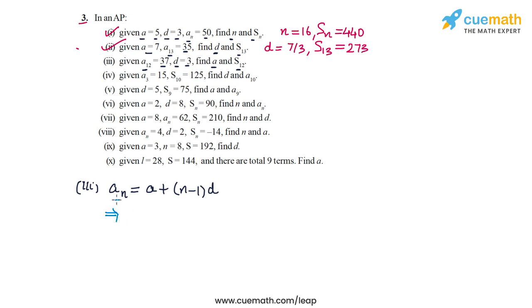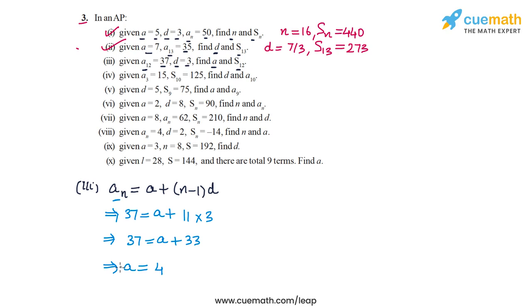So an or a12 is equal to 37. This is equal to a plus n minus 1. So n is 12, so n minus 1 will be 11 into d, which will be equal to 3. d is given as 3. So we get 37 is equal to a plus 33, and from here we get a is equal to 37 minus 33, or 4.